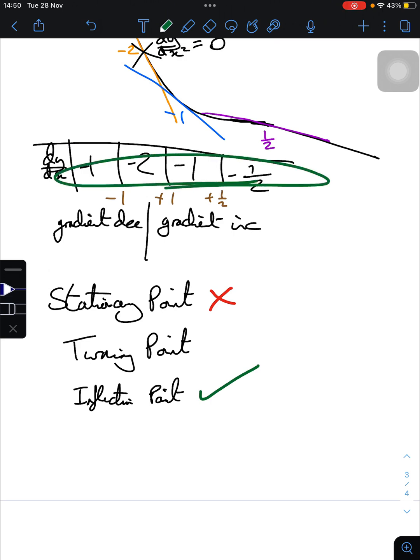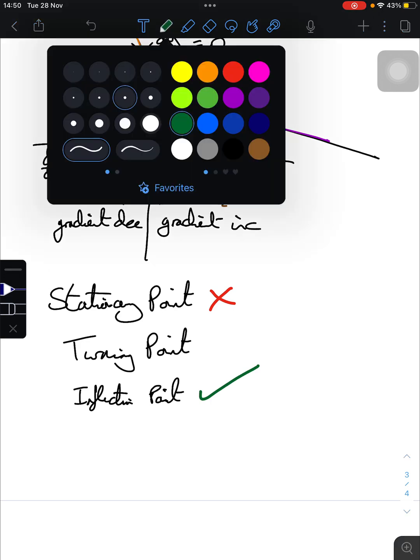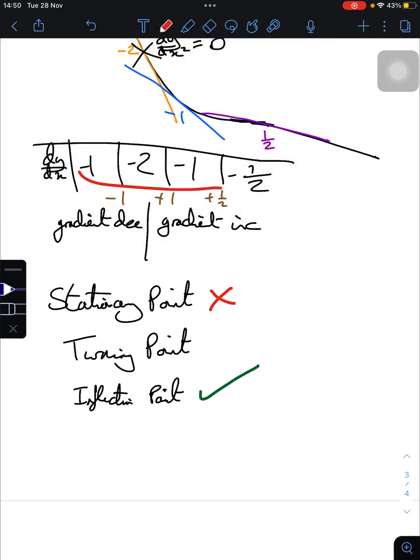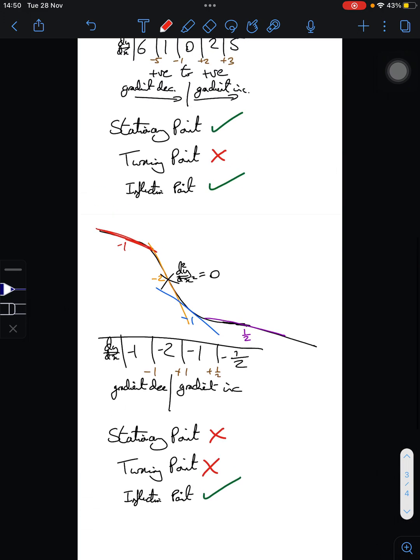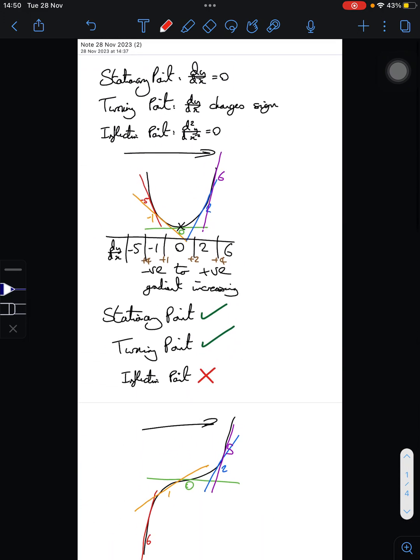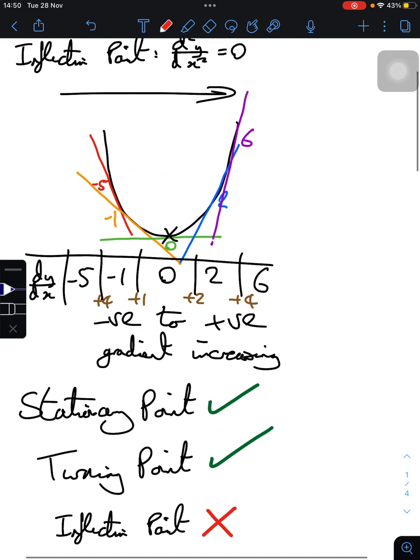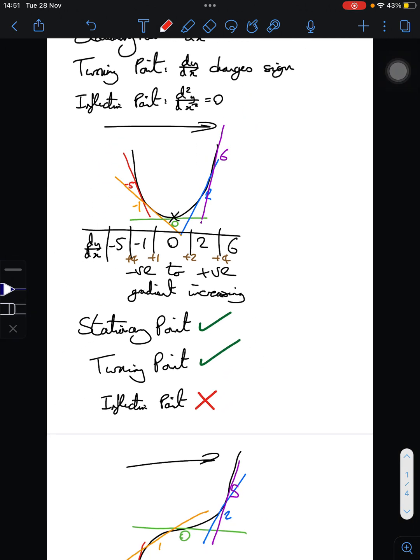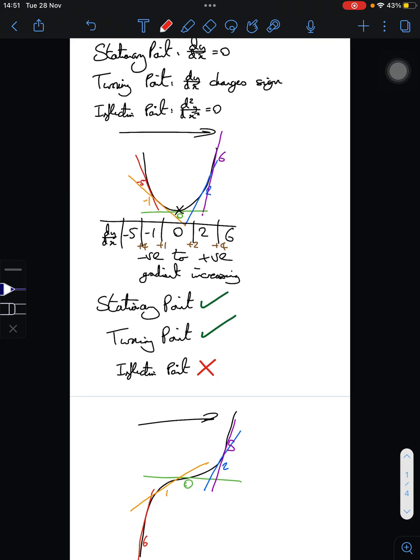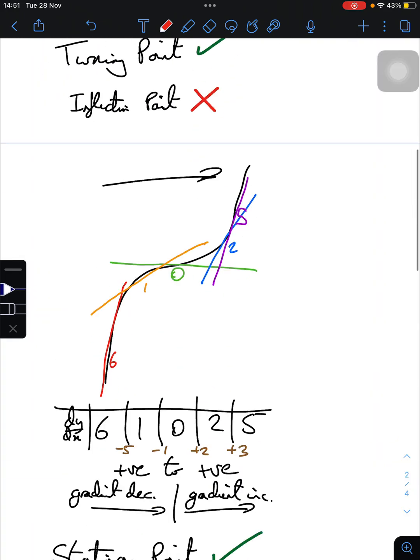However, because all of these here are negative, we haven't got a change in sign of the gradient, and so there is no turning point as well. So these are three different examples where we have a gradient that is increasing, and so eventually we're going to cross through 0, and so we're going to have a stationary point and a turning point. But we're not going to have an inflection point.